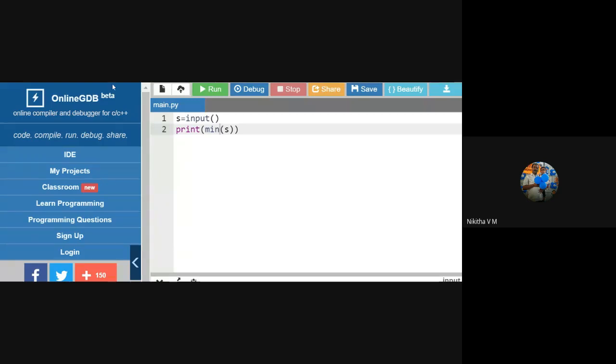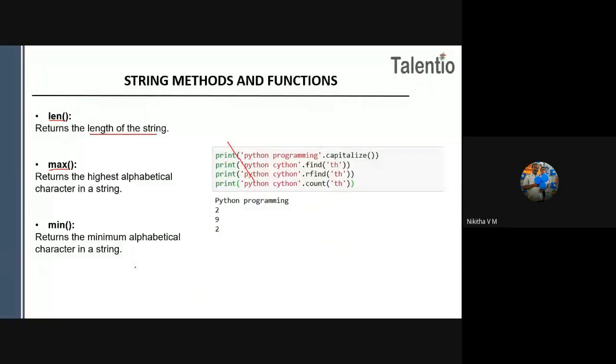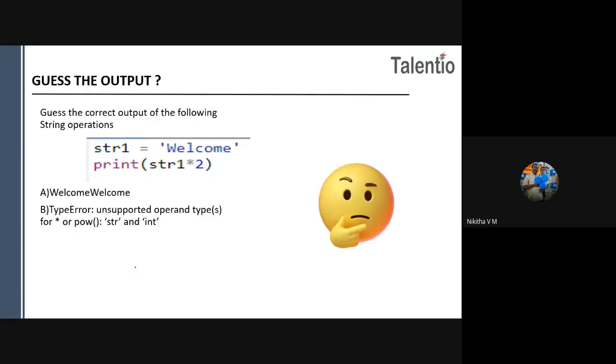Okay, alright. Let us get back to the PPT. So till here, you are done with your string methods and functions. All important methods and functions we have discussed. Now, let us check with some debugging questions.